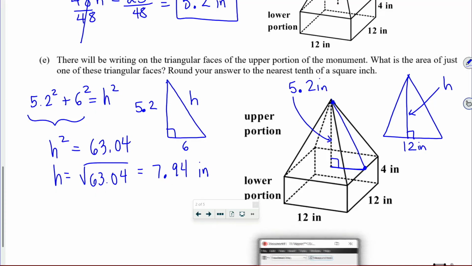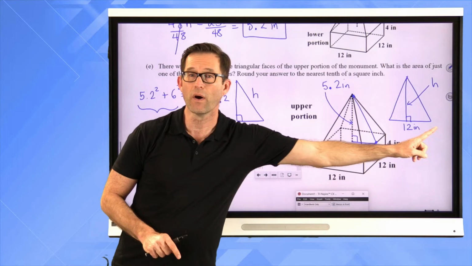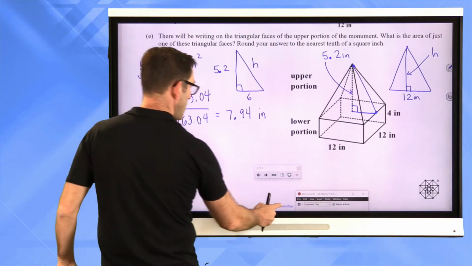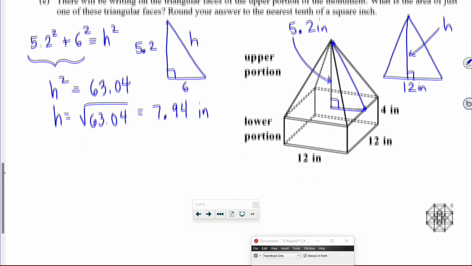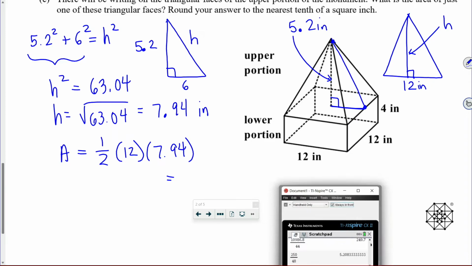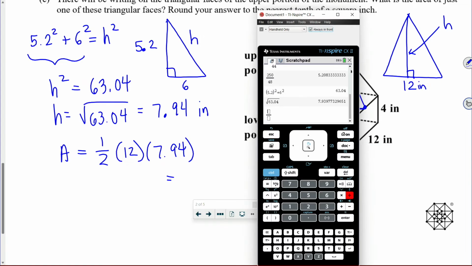And now I have everything I need to figure out the area of one of those triangular faces. The base is 12 inches. The height is 7.94 inches. So I can now say, the area of one of those faces is 1/2 its base times its height. And what do I want? The nearest 1/10 of a square inch. So 1/2 times 12 times 7.94.